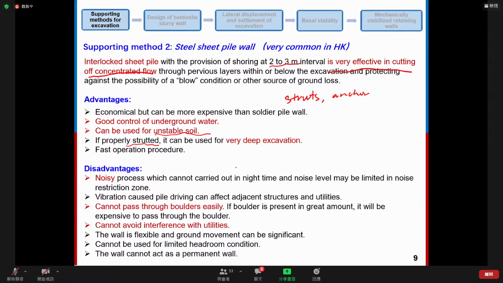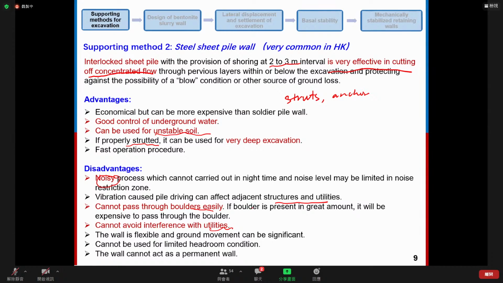Similar to soldier pile walls, this method will generate noise and vibration, which can affect the adjacent structure and utilities. This method is not that easy to pass through hard layer, and also it cannot pass through the boulder easily. And this method cannot avoid interference with utilities.